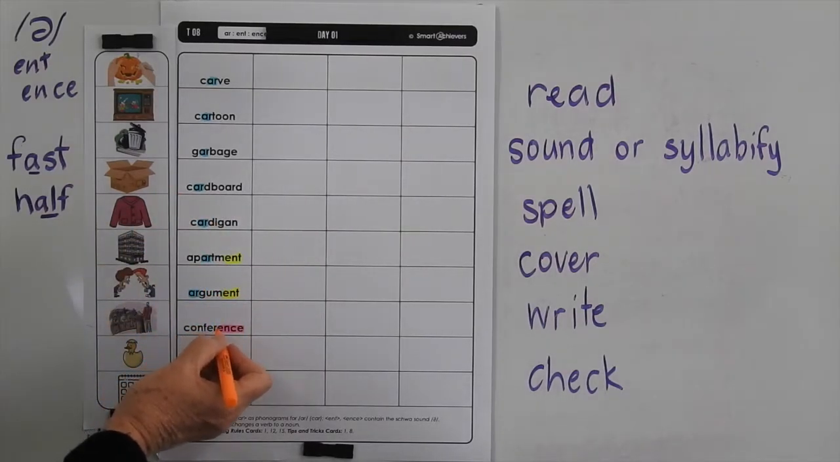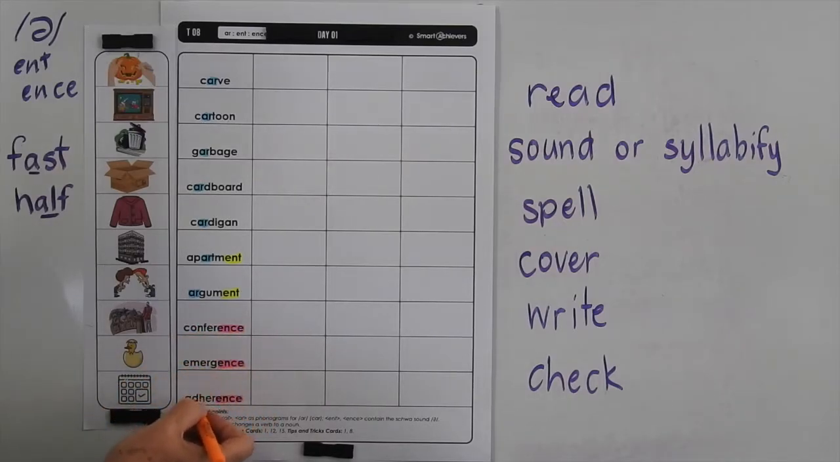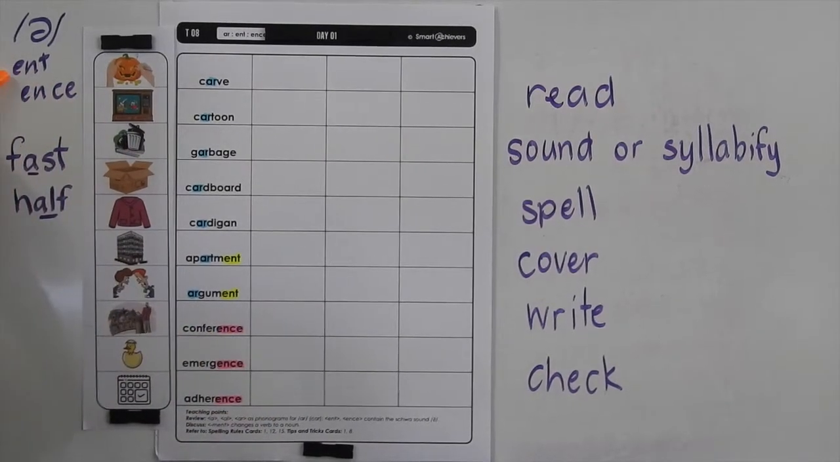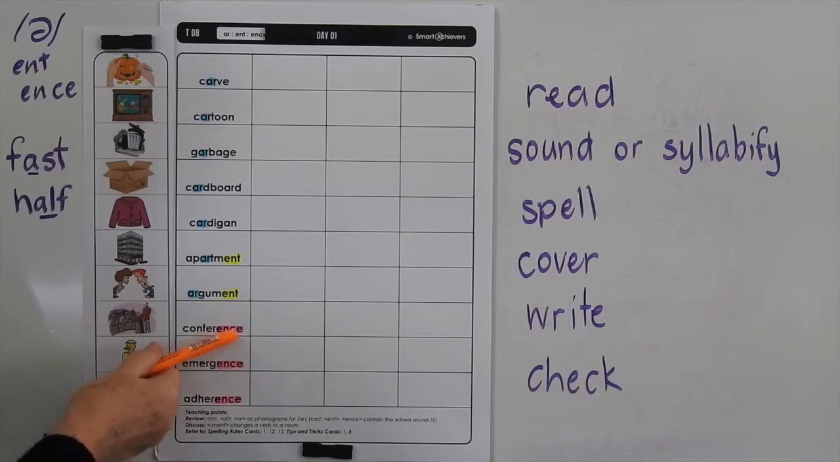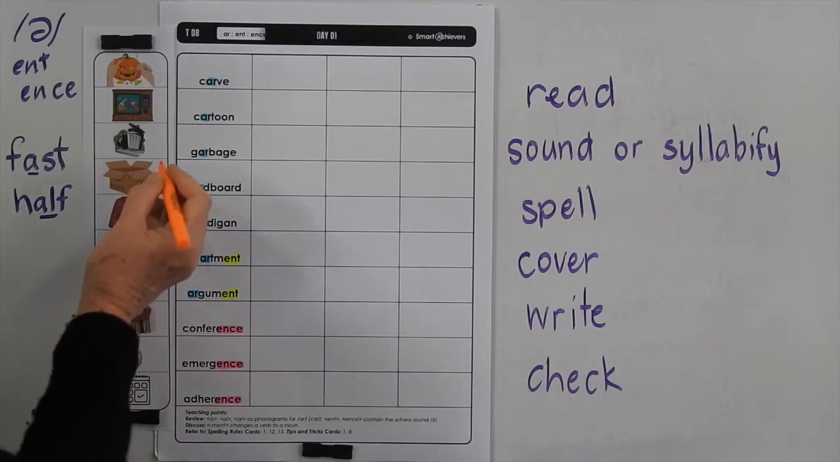Then we've got the ENCE, E-N-C-E: conference, emergence and adherence. Now the ENT or ENCE has a bit of a schwa sound in it, so just remember that these four letters are making the ENT sound in these words. Now let's go through and look at other things.